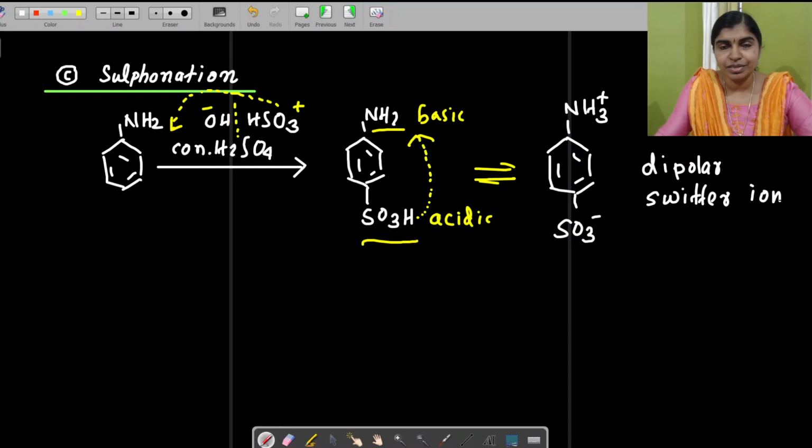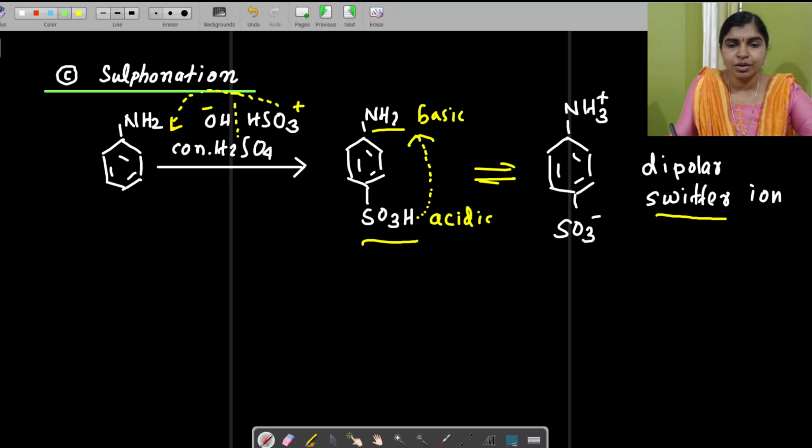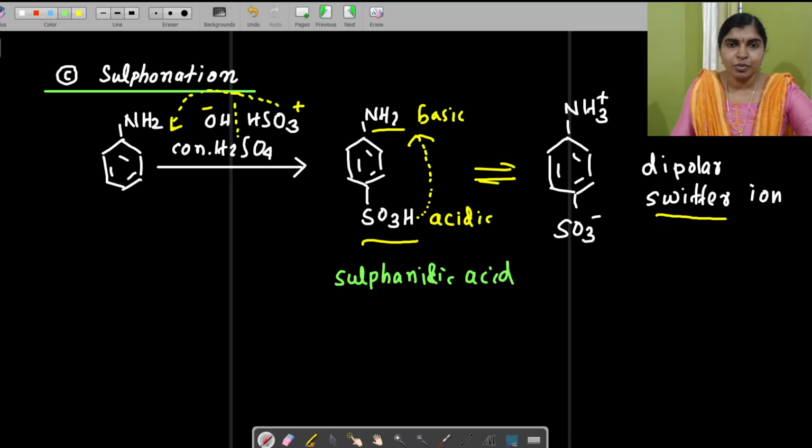What is the name of the ion? This is Switter ion. Spelling ശ്രദ്ധിക്കുക, SWITTER, Switter ion. So what is the specialty of the Switter ion? That is a dipolar ion which consists both acidic and basic groups, and there is a special name for this compound. This contains sulfonic group and the amino group, and the name of this compound is sulfanilic acid. ഈ കോമ്പൗണ്ടിന്റെ പേര് ശ്രദ്ധിക്കുക. This is called sulfanilic acid.